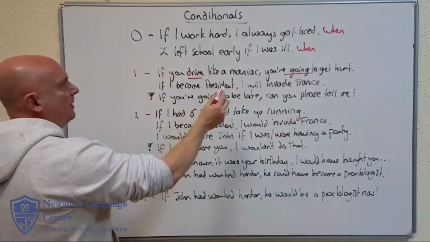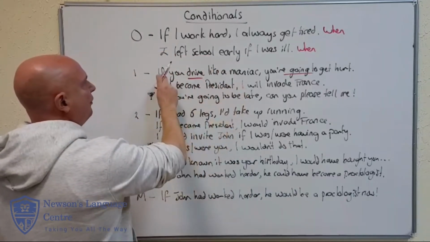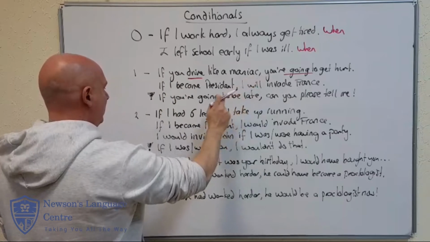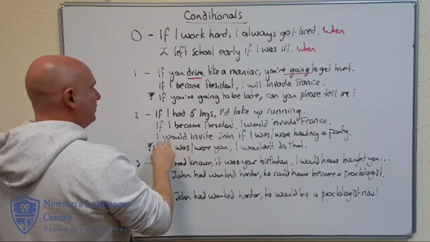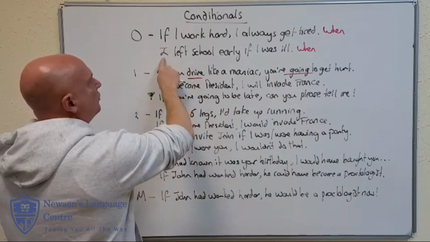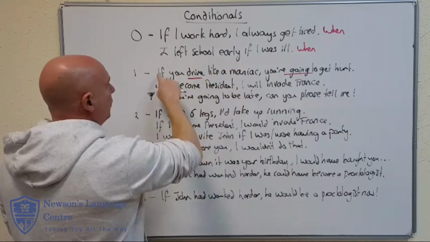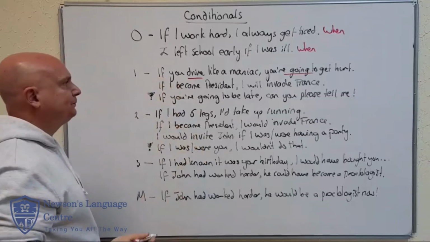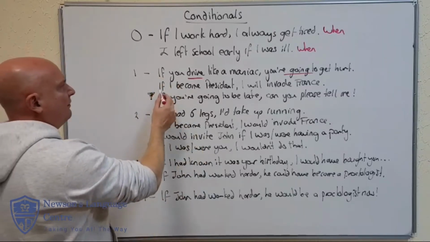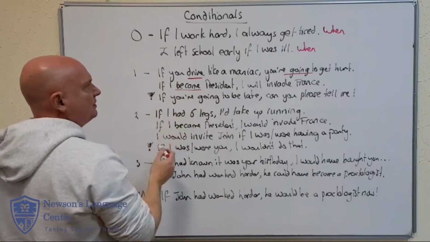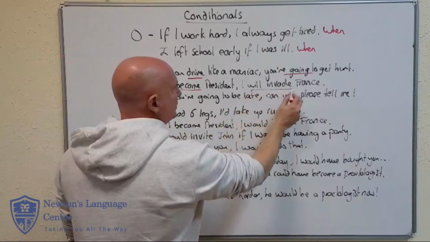Now notice here, I've got if first, and I've got my comma. I've got if very, very often. But notice here, where I've got I to start with, there is no comma before if. You only have a comma when you start with your subordinate clause. In this one, I have: if I become president, again my present simple, I will invade France.